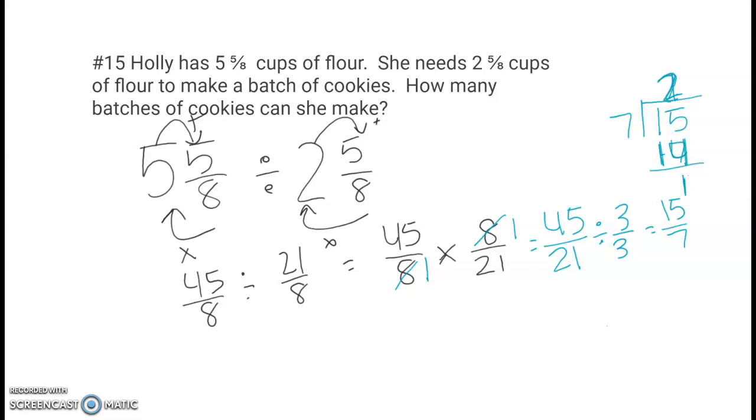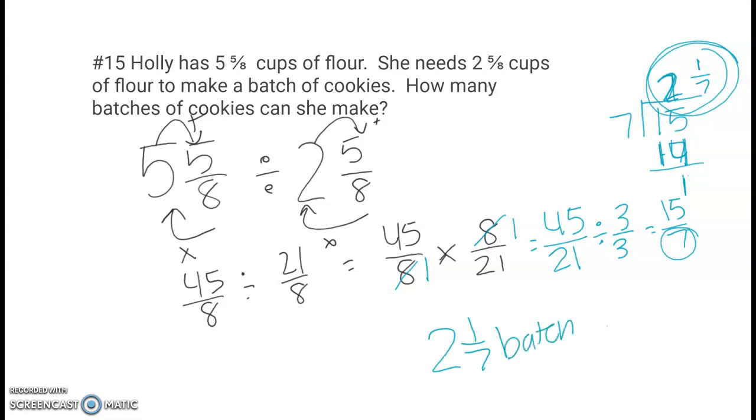I have 2. That 1 is going to be the numerator of my fraction. The 7 is going to continue to be the denominator. She can make 2 and 1/7 batches of cookies.